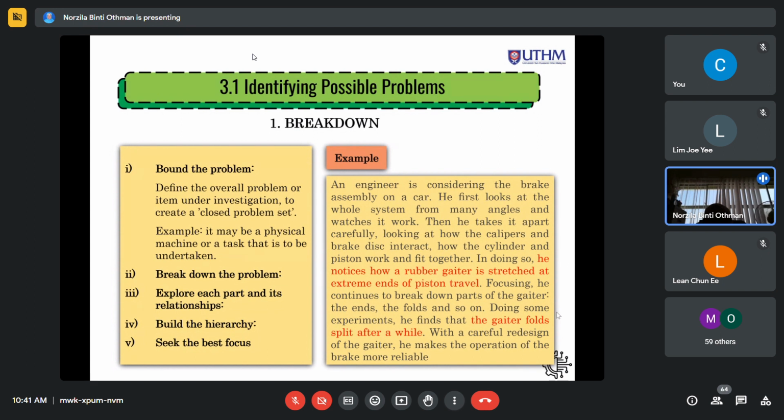Because maybe this example is not suitable to you, that's fine. This is more related to mechanical work, which relates to cars, right? So the first one, bound the problem, meaning you have to understand the problem well and then break down the problems one by one. Look at the example. First, they look at the rubber gaiter. Then when he tried to look at the gaiter, he could not find out what the problematic part is. So when he could not find out, what did he try? He tried to break down the parts. Because basically that was the braking system, right? If you see that the brake does not function, you have to disassemble the brake parts. Example, example.